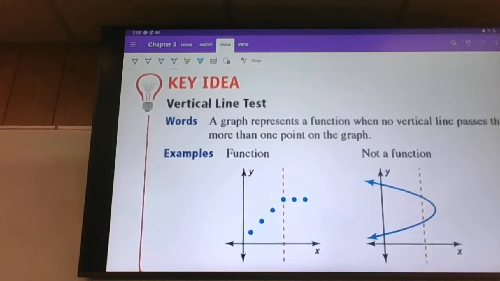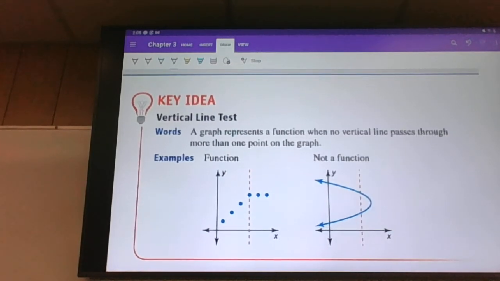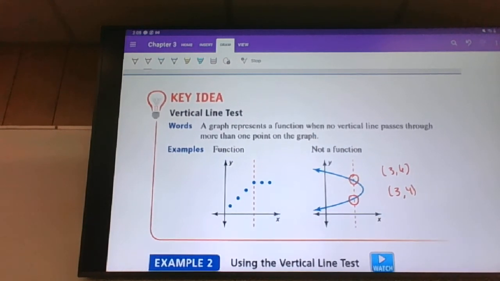Can you guys find the vertical line test? Raise your hand if you've heard of the vertical line test. Same concept, right? If this was an ordered pair here, it would be 3, 6. And if this was, it would be 3, 4. Same idea, it can't happen. If you draw a line straight up and down and it hits more than once, it's a no.